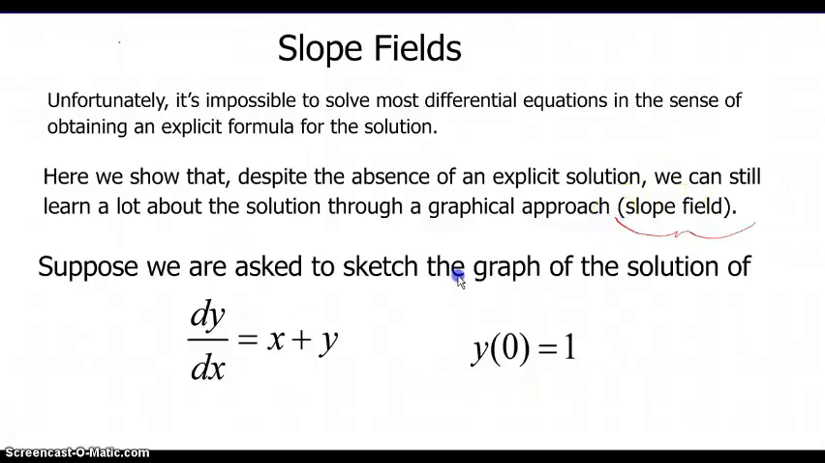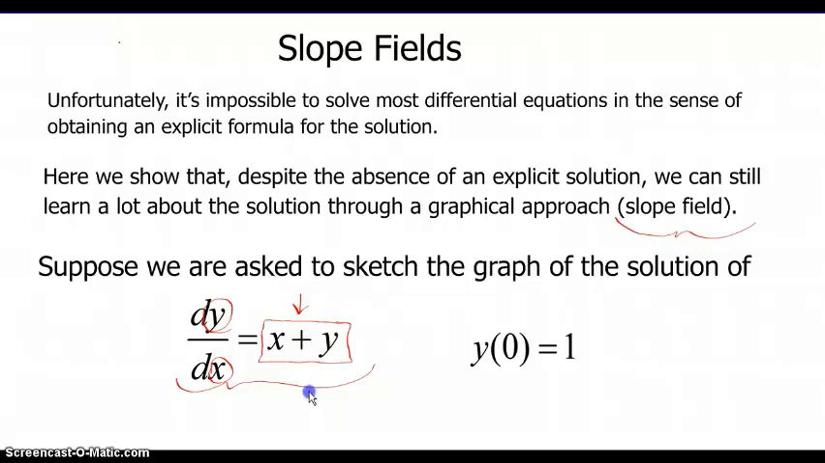So suppose we were asked to sketch the graph of the solution of this differential equation. Well, everything that we've done before, we were able to separate, get everything in terms of one variable and its differential on one side of the equal sign, and the other variable and its differential on the opposite side of the equal sign. But clearly here, we're going to have an issue when we try to separate because of this plus sign.